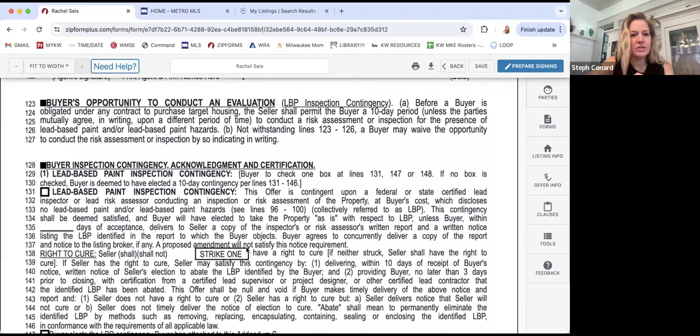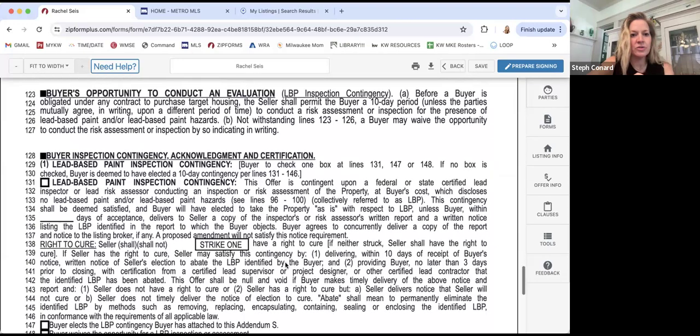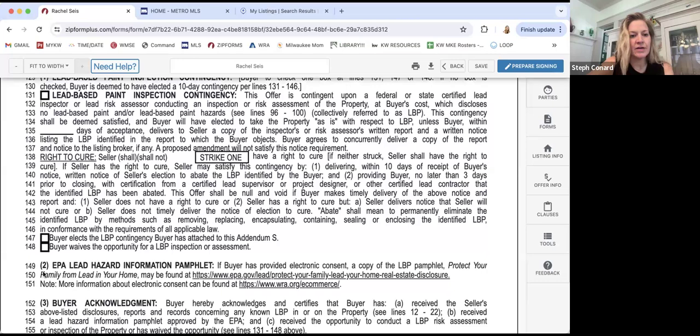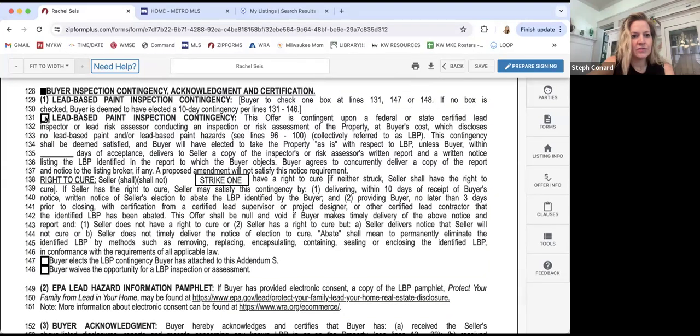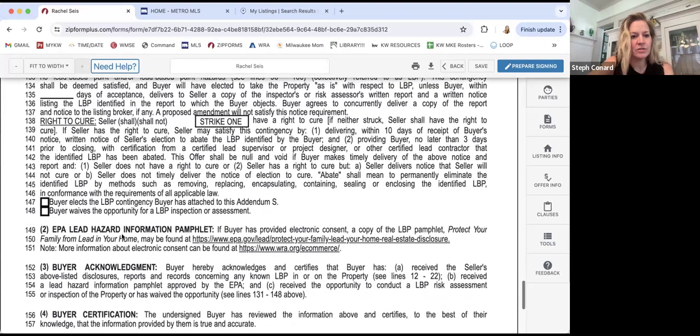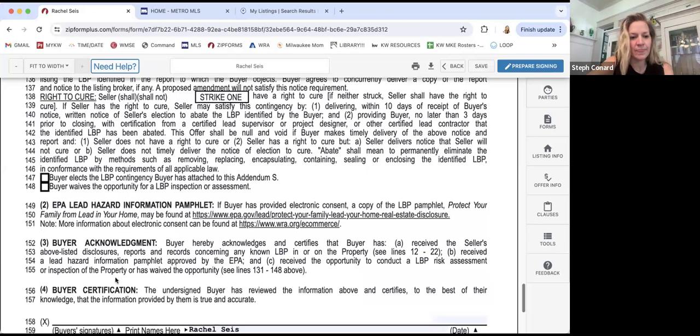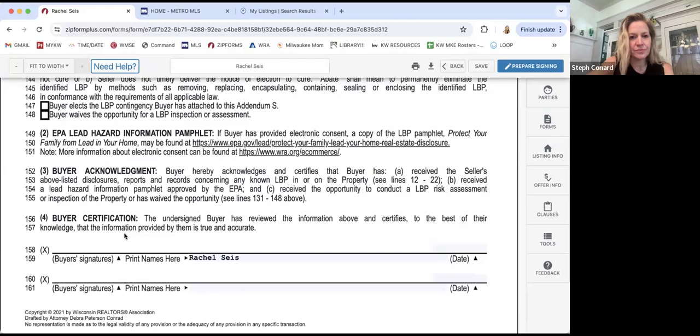Then the third page is for the buyer to include a lead-based paint testing contingency if they wish. They would include that by checking line 131, or they have an opportunity to waive the lead-based paint inspection or assessment. And actually, if they are going to include a lead-based paint testing inspection contingency, they would click on line 131 and 147. If they're going to waive it, they're going to click on line 148. Then the buyer would sign down here.